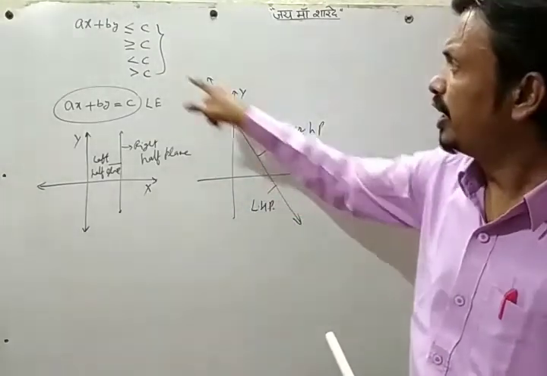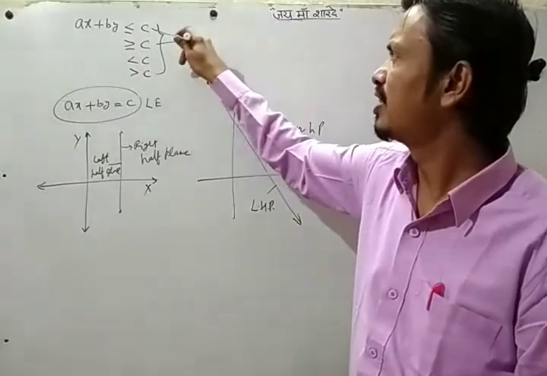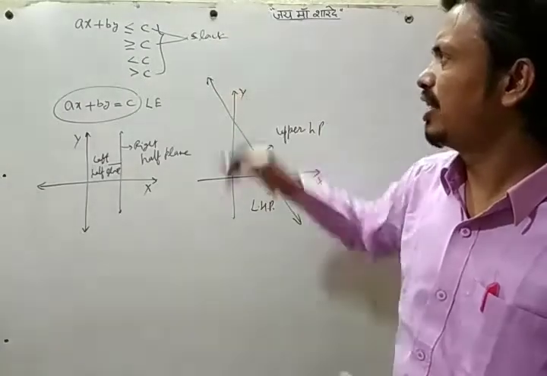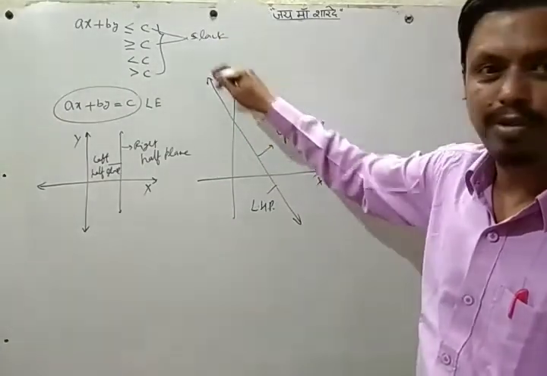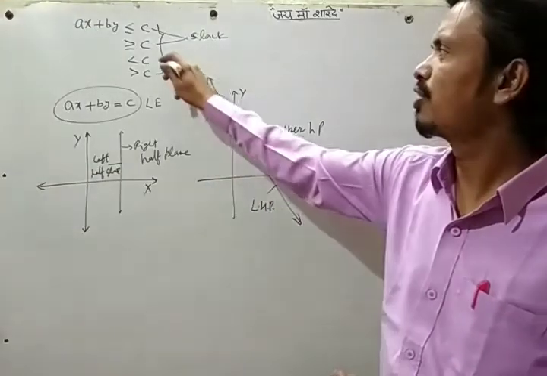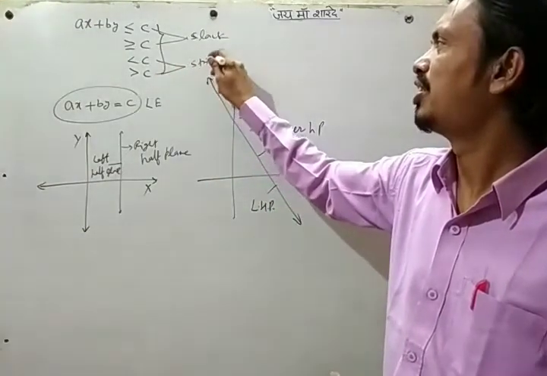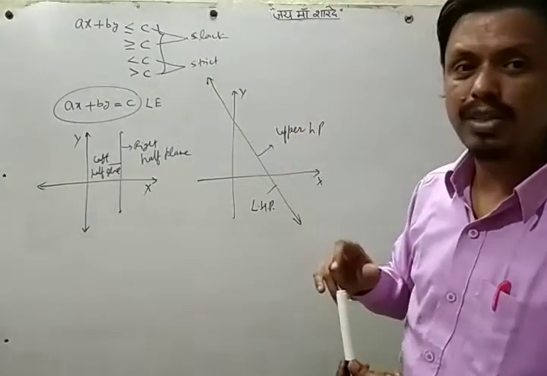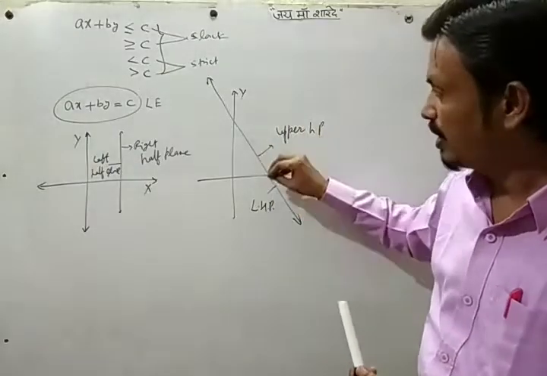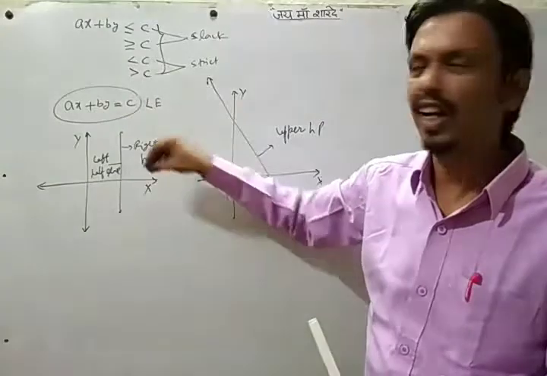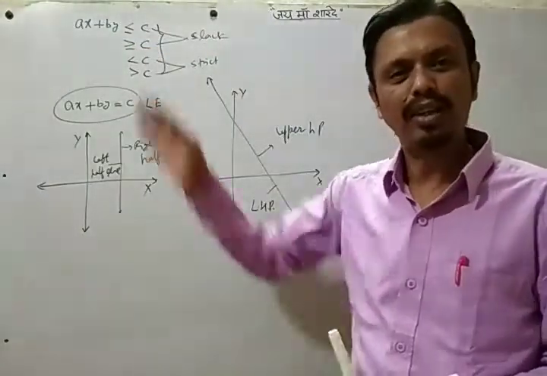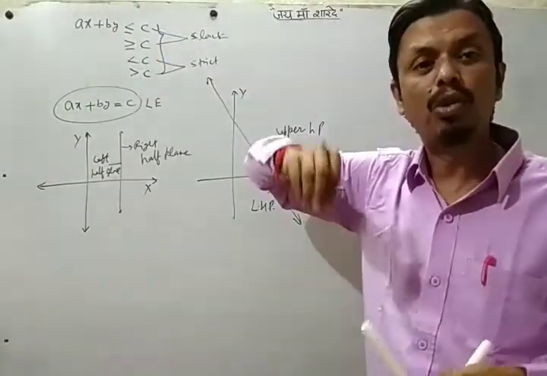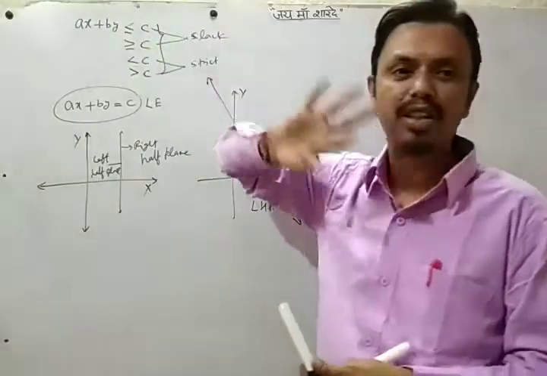Okay? In case of slack inequalities, these are slack inequalities because equal to is there, the line will be included in the solution, and in case of strict inequalities, this line will not be included. Solution means the values of x, y which satisfy this condition are called the solution, that you have seen. So its solution means all the points, all the values of x, y which satisfy this inequation.